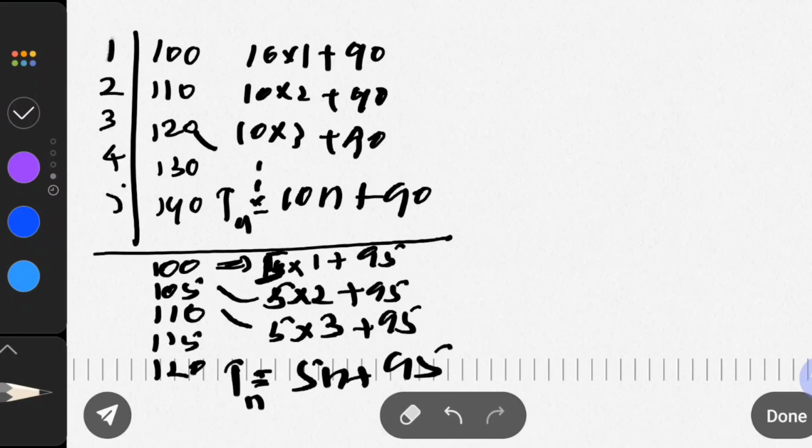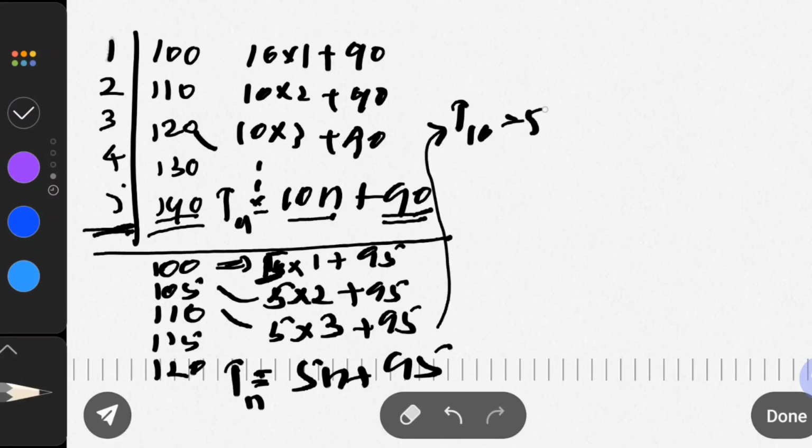For the first question, we already have the answer. If we just substitute 5 here, 10 times 5 is 50, and 50 plus 90 is 140, which is this term. Indunil's question is about what her savings will be in the 10th week. So we'll use this one here: 5 times 10 plus 95. 5 times 10 is 50, and 50 plus 95 is 145.